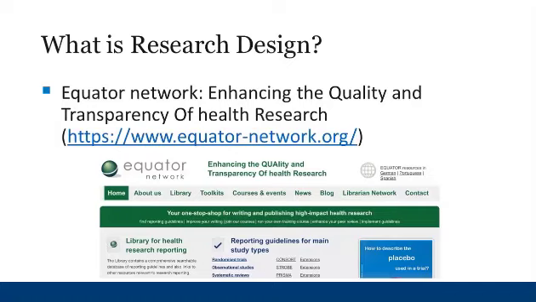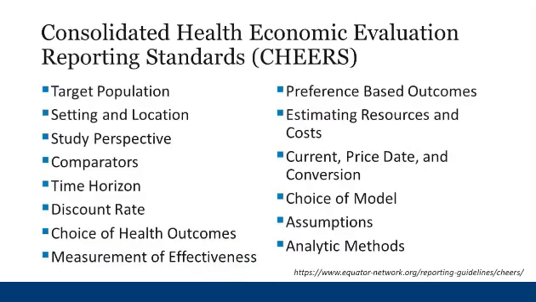I tend to use the STROBE guidelines a lot, which are more epidemiology focused. But I ended up using this to think more so about the econometric side of research and what we're doing at HERC. And they actually have a guideline there called the Consolidated Health Economic Evaluation Reporting Standards. So these are the things they list that should be included in econometric methods sections.